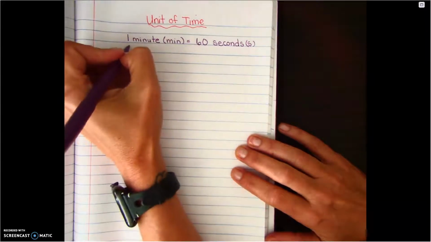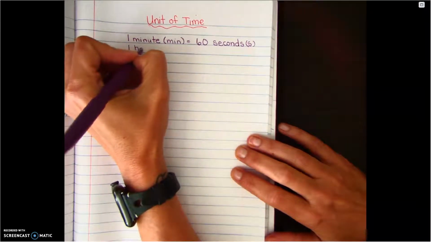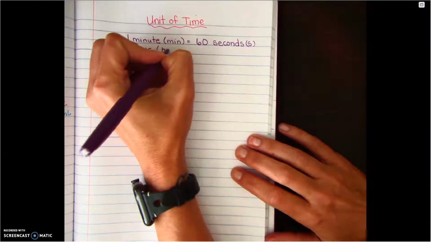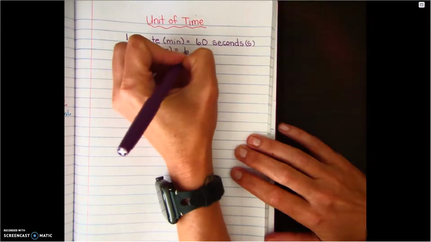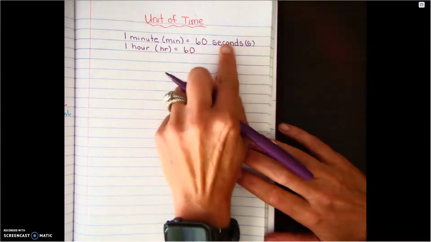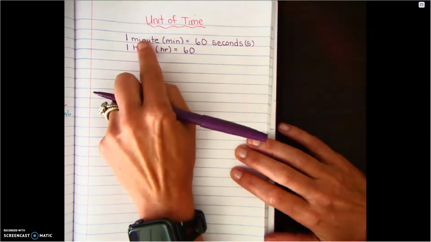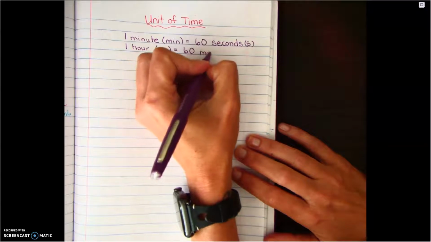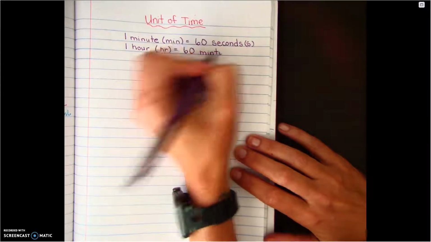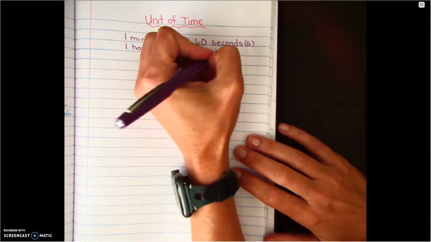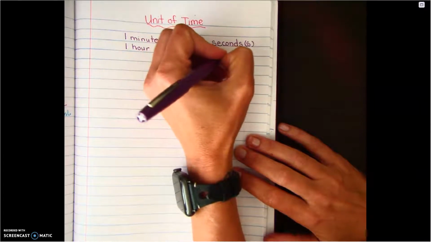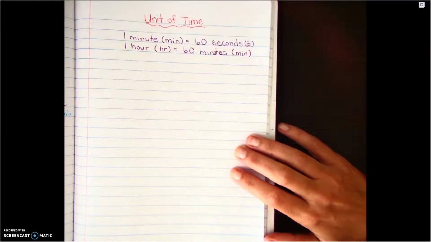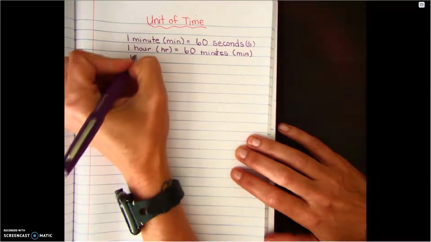Now we're going to go to an hour. 1 hour equals 60 minutes. So it's like small, the next biggest, then we take our minutes and it goes to the hour, which is the next one. I spelled it wrong. Let's put the U there. All right, so then we're at hours, so then we get to go to days.